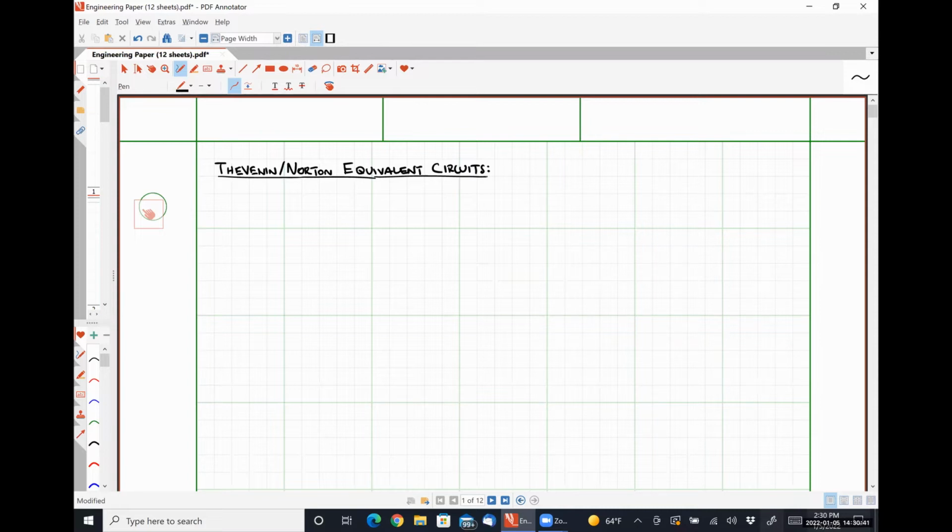So what we're going to be talking about today are Thevenin and Norton equivalent circuits. We're going to be introducing two new circuit theorems today. So let's begin with Thevenin's theorem.